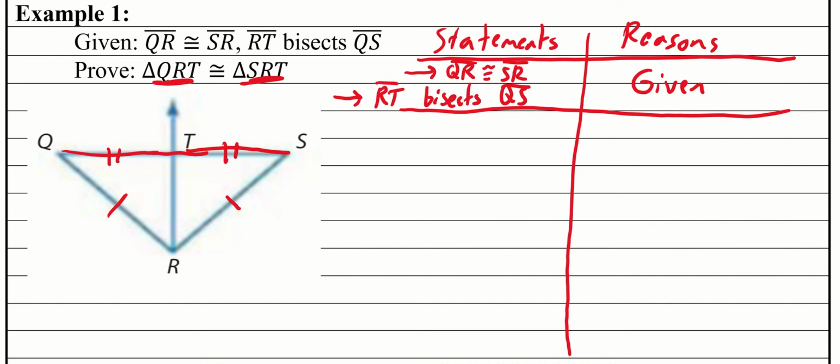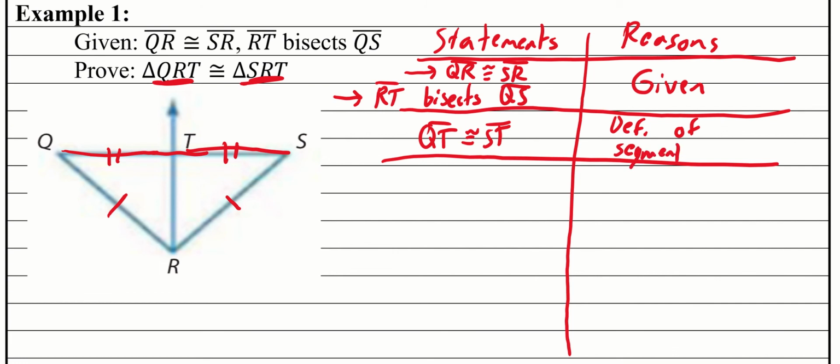And so this is exactly what my next statement is going to be. I'm going to say QT is congruent to ST. Okay, that is my next statement. I ask myself, what did I know from my given? Well, since that is bisecting, it cuts into two congruent segments. And what is my reason for that? Well, remember, we said it was a bisector, and specifically it's bisecting a segment. So simple enough, I can just say definition of segment bisector. Okay, so now I have another pair of sides that are congruent.